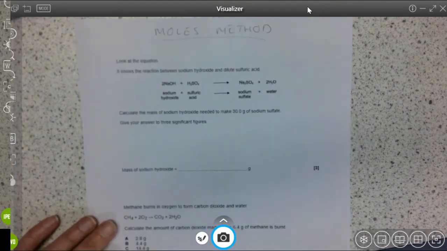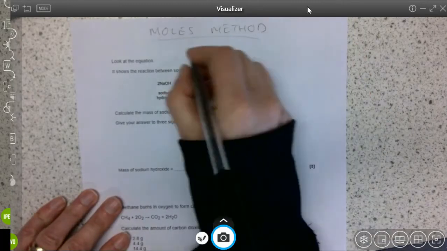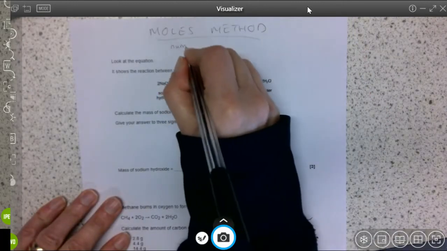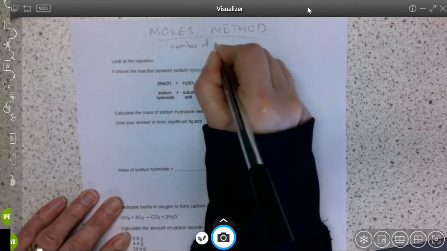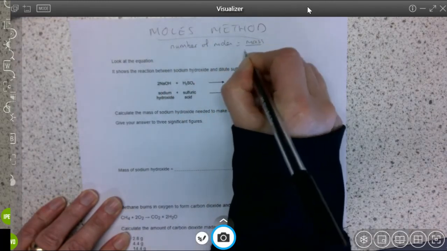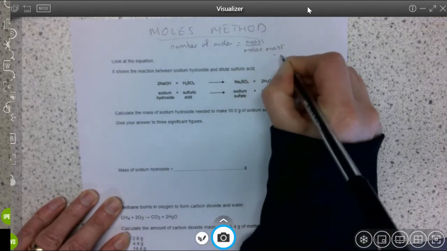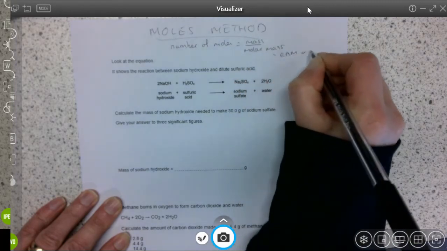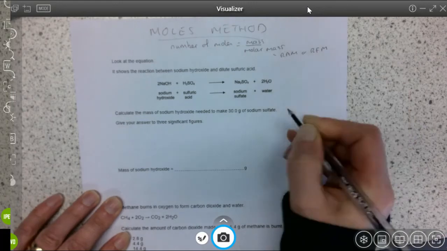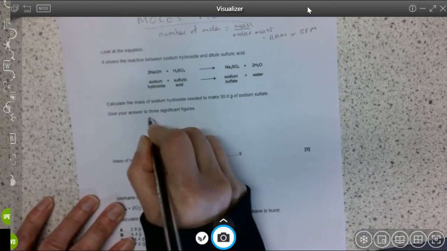We can do it by the moles method. Now, I think this is slightly more difficult because you've got to remember a formula. Number of moles equals mass over molar mass. And that molar mass is either relative atomic mass if it's an element or relative formula mass if it's a compound. So whenever I'm doing these, I draw a little table.